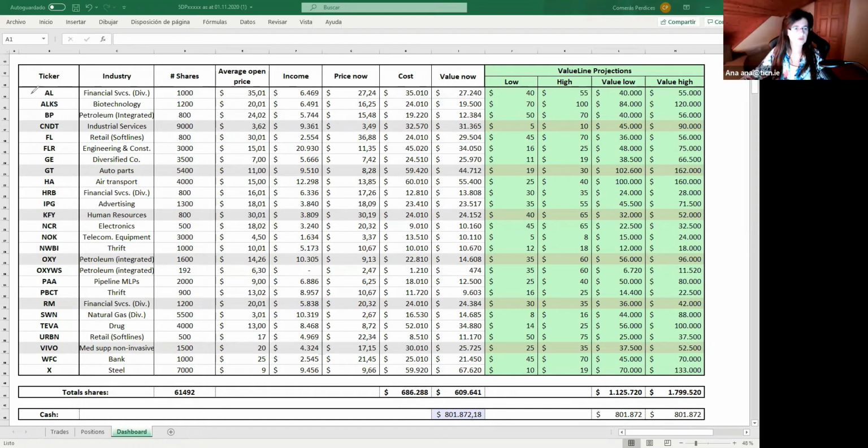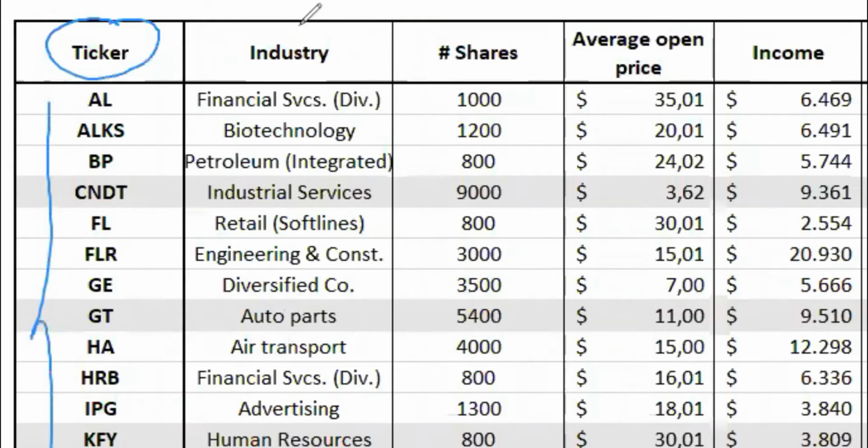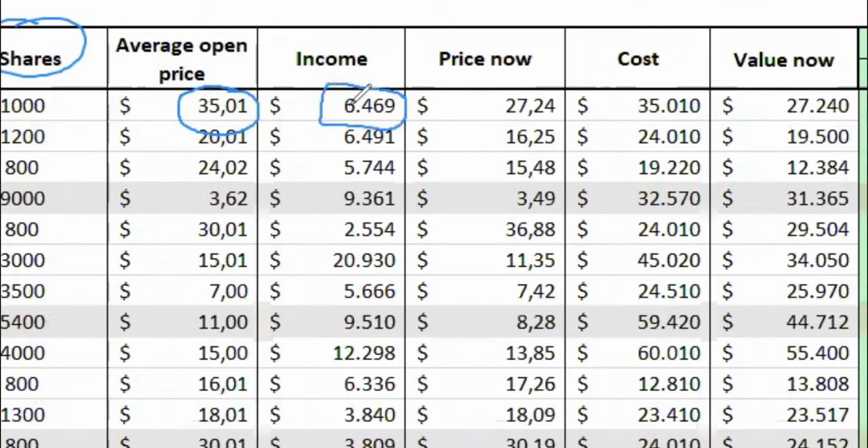That is 13% in, let's remember, 6 months. This table is showing us what shares we have. These are the tickers here, what industries they are in, different industries, which shows that we are well diversified, the number of shares that we own of each one of the tickers, the average open price, or the price that the shares were put to us, the income that we have received in total, the price now of each one of the individual stocks, what's the cost, which is how much we have invested in each one of the shares in particular, and what's the value now.